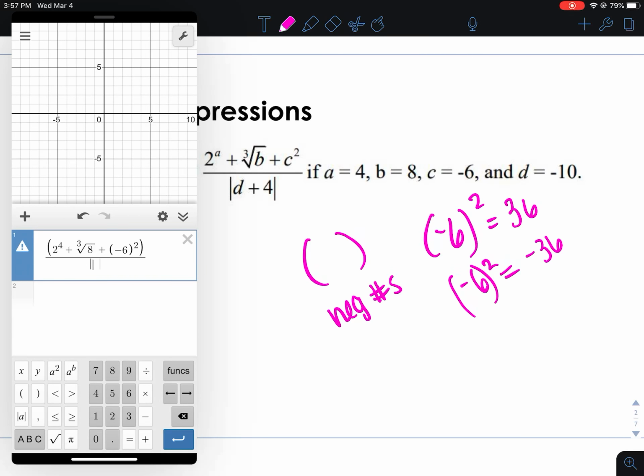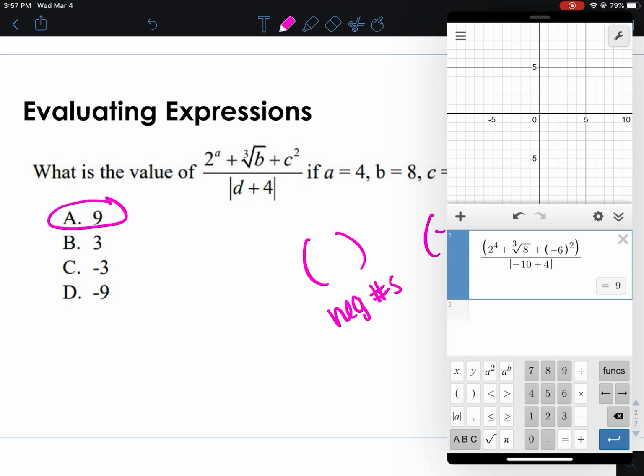And the absolute value of d plus 4, and d is negative 10. So negative 10 plus 4, and then you can finalize it. So the answer for this one would just be 9. So just be very mindful of how you're typing it in.